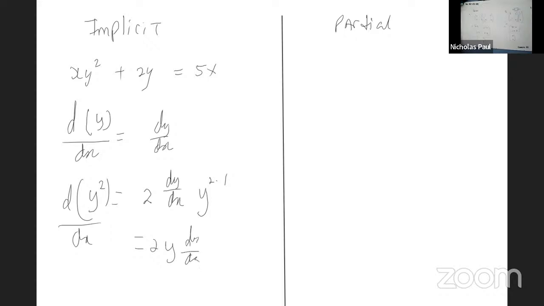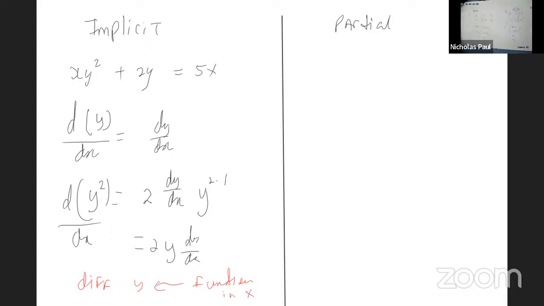So in short, in order for you to differentiate something like this, you're treating y as a function and you're differentiating the xy squared using the product rule, then 2y, and then the right side. After you do that, you make dy dx the subject of the formula. So you're differentiating y, and y is basically a function of x.